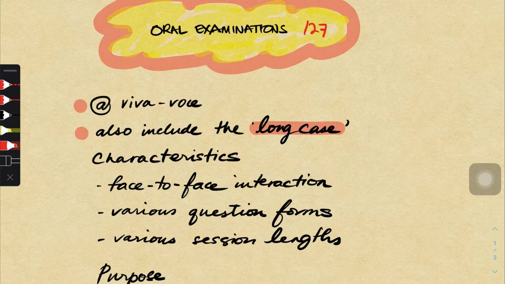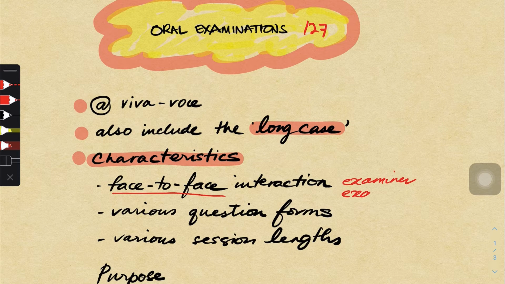And what are the characteristics of an oral examination? First is the interaction. It's face to face. There's an element of face to face between the examiner and the examinee. There can be examiners, usually one candidate with a lot of examiners. It can be like that, right?